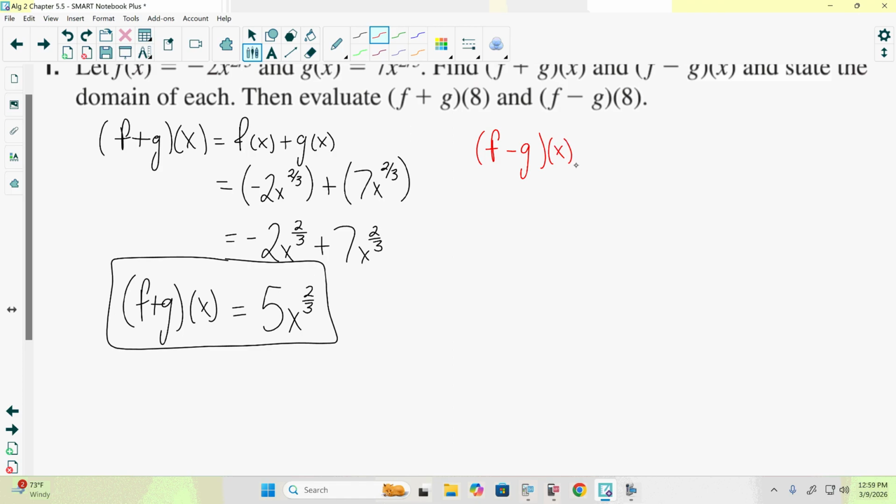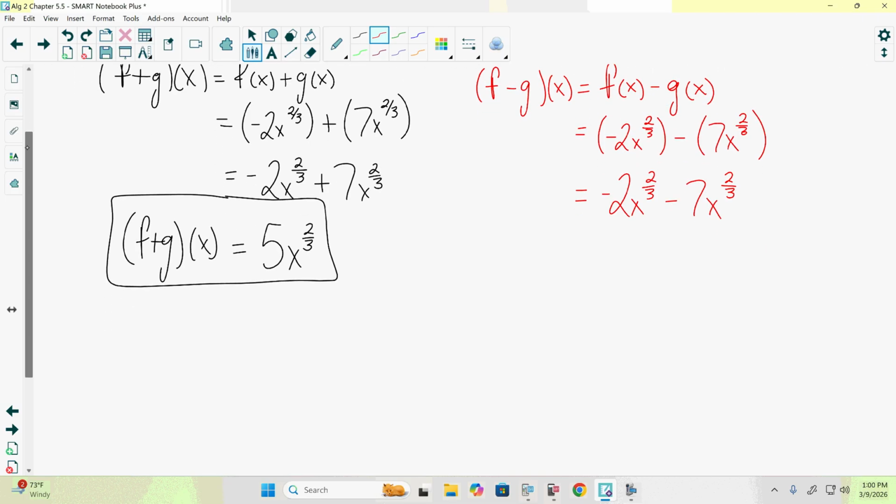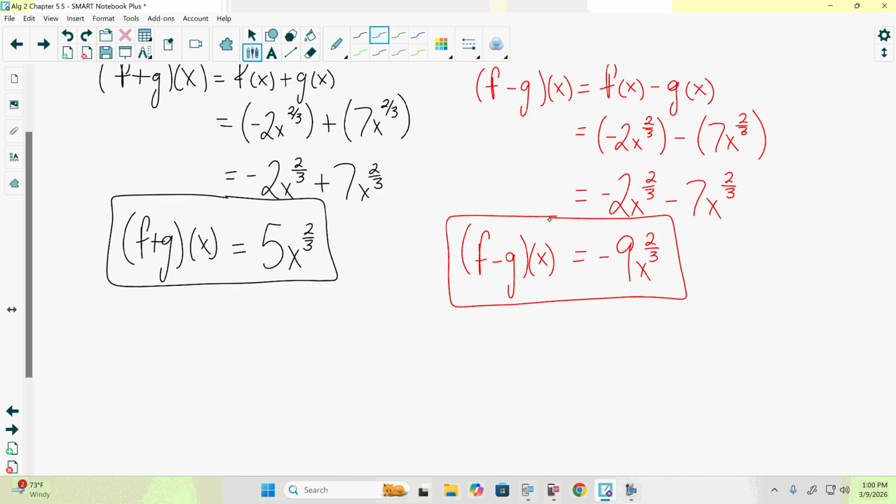Now before we evaluate when x is 8, might as well find the difference. F of x minus g of x. Well, f of x is negative 2x to the 2/3 minus g of x, which is 7x to the 2/3. Now it's a little bit different this time because when we subtract, we're now doing negative 2x to the 2/3 minus 7x to the 2/3. Negative 2 minus 7 is going to be negative 9, telling us that our difference is negative 9x to the 2/3 power. Questions on this here?